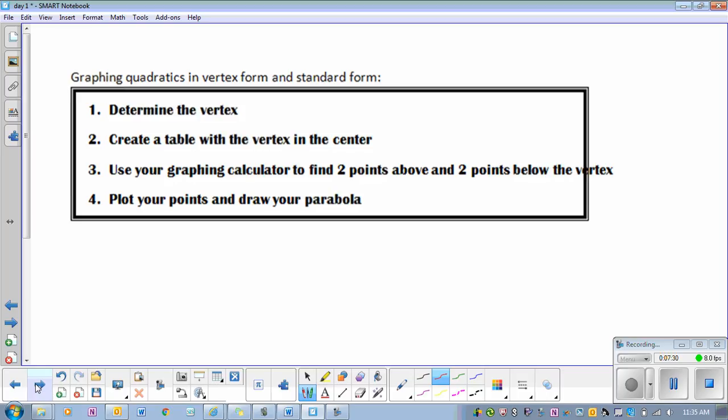Okay, so graphing quadratics in vertex form and standard form. All right, take a look at this. When you graph, we're going to practice making a table of values by plugging in, and I'm going to show you how to do that. But the first thing you always want to do is get your vertex if you can. If it's in vertex form, then that's great. Create your table, and then we're going to plug in without the calculator, but use your calculator to find the points if you're unsure or if you want to check. And then plot your points and draw your parabola.